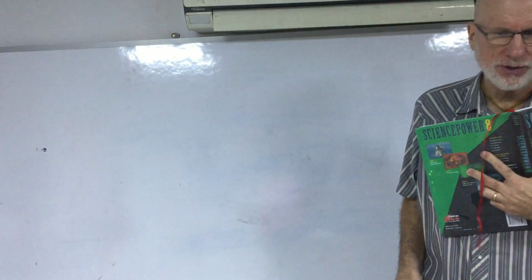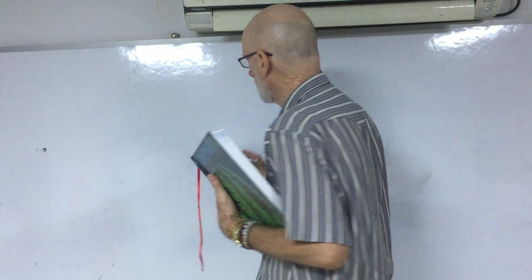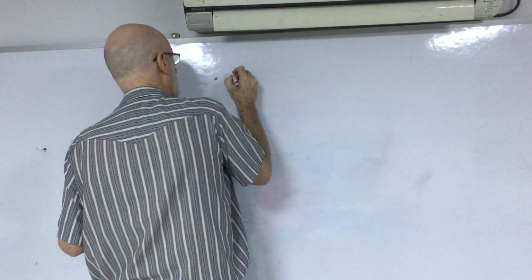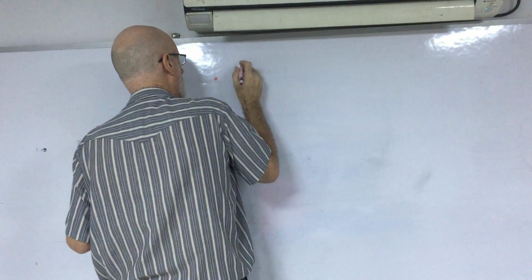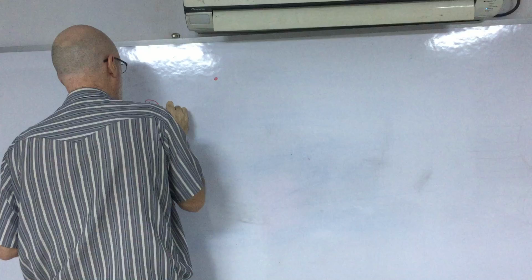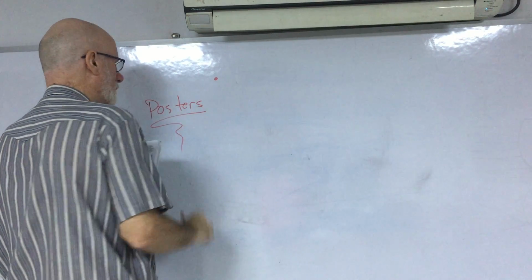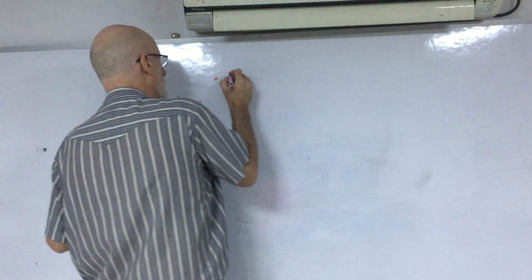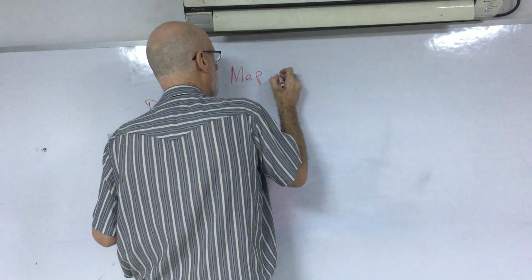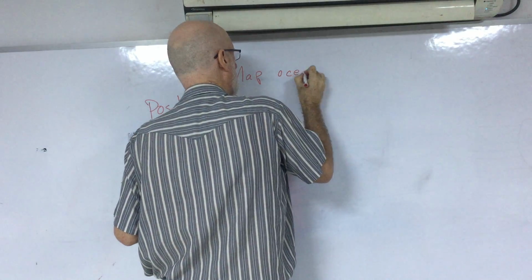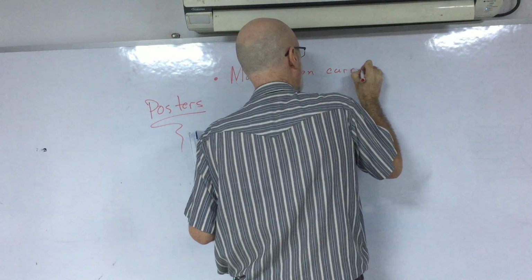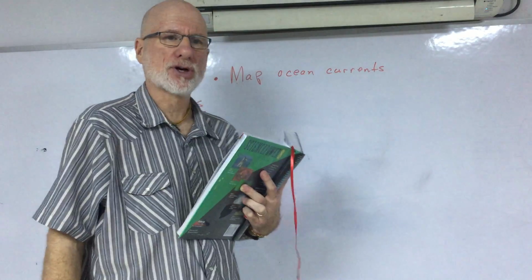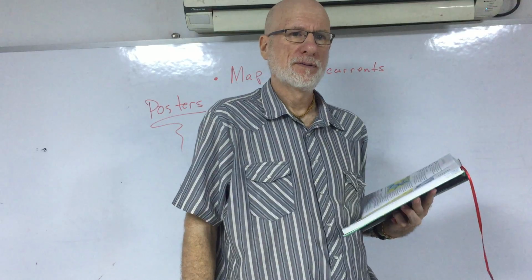Okay. There are 3 projects that are due in 1 week from today. Okay, 1 week from today. So they're due next Thursday. There are 3 projects. They're all posters. The first poster is you want to map ocean currents. Now, all the major currents. Understood? You map on a poster.